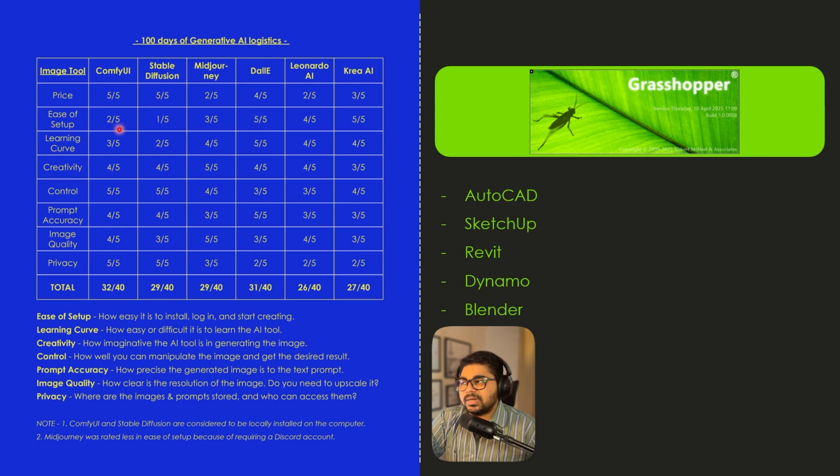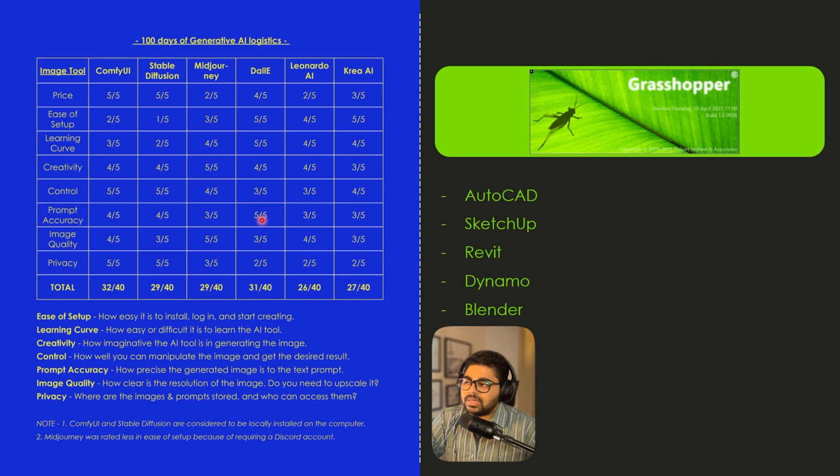Then ease of setup, I understand this is where ComfyUI lacks. It really, really lacks. Learning curve also, it lacks. That's why there are a lot of tutorials and that's why there's a community for explaining all of this. Creativity, I think it's 4. Midjourney, I still feel, has the most creativity. Control, yes, ComfyUI is the best. Stable Diffusion basically means Automatic 1111. Both of them are kind of similar.